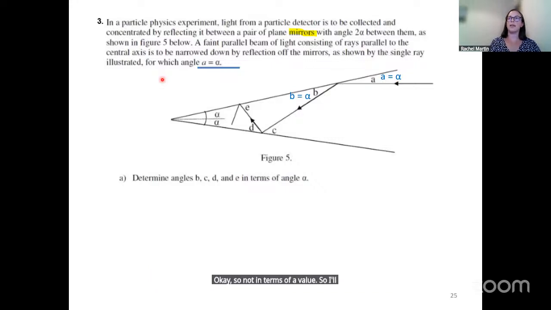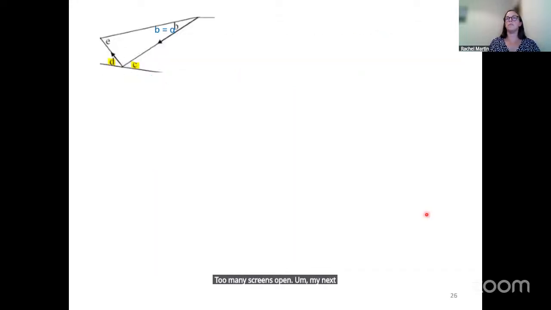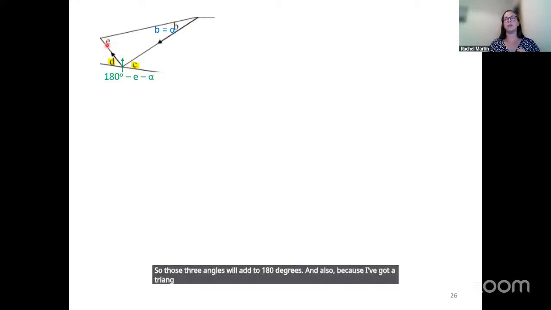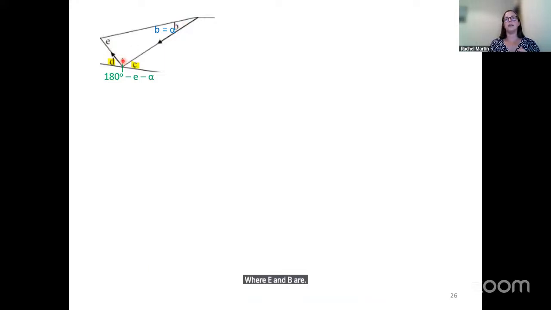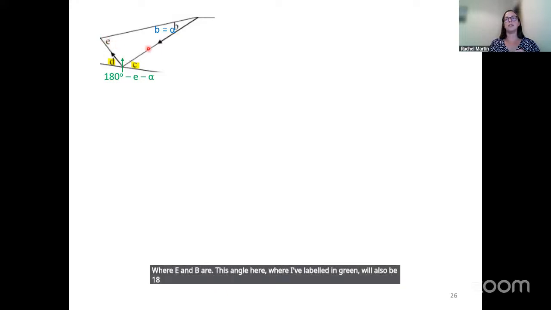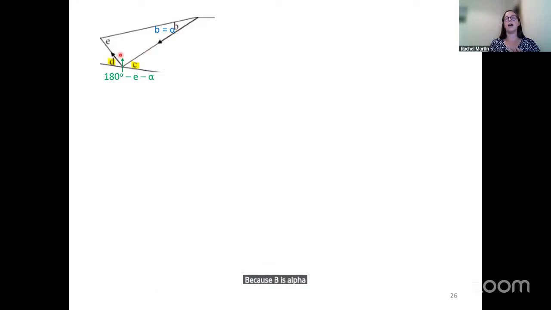So I'll show you my next steps for everyone. Oh, got too many screens open. My next steps here, to derive D and C, I've got 3 angles there. I haven't labeled that middle one where my laser is, but I've got 3 angles there along a 180-degree line. So those 3 angles will add to 180 degrees. And also, because I've got a triangle here where E and B are, this angle here, which I've labeled in green, will also be 180 degrees minus E minus alpha, because B is alpha. You might do it a different way, but this is one way I'm suggesting.